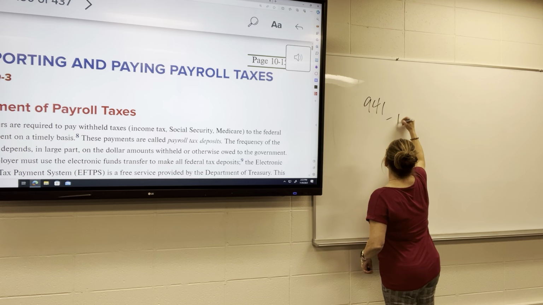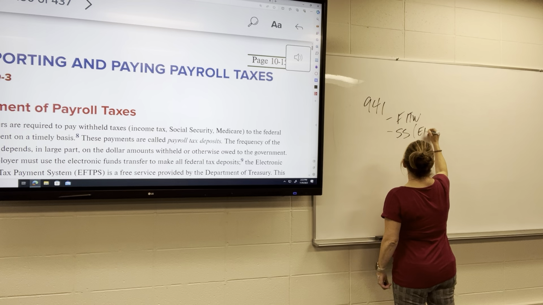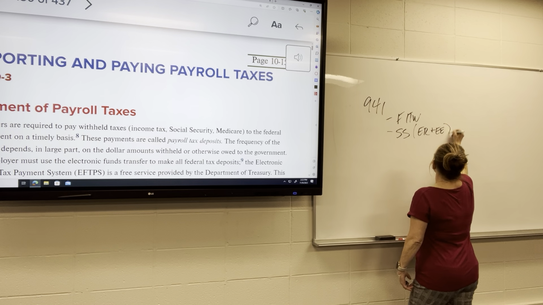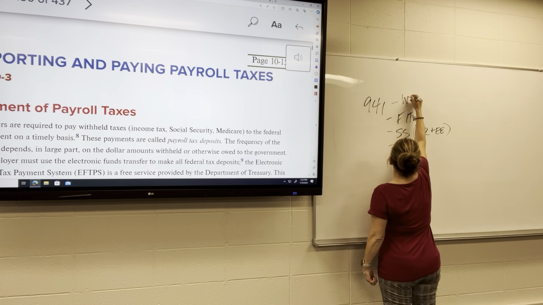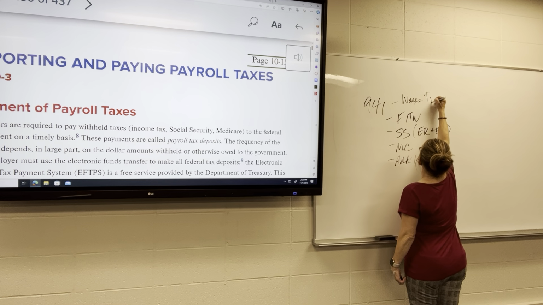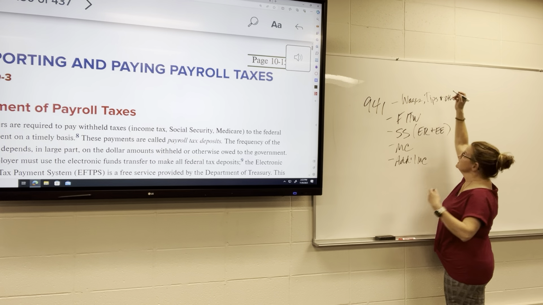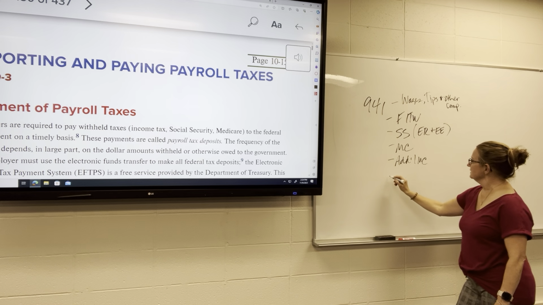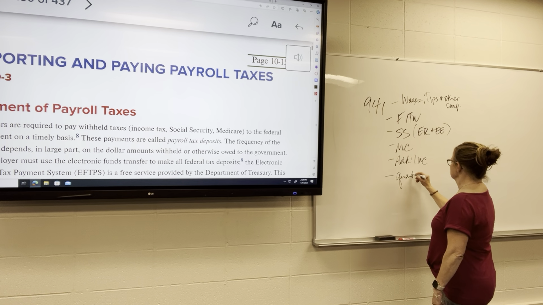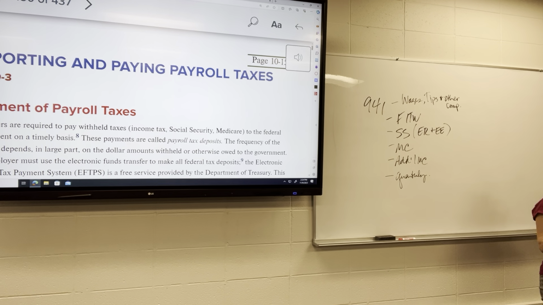This reports the federal income taxes withheld, Social Security, both the employer and employee portion. It reports Medicare taxes and any additional Medicare taxes. It also reports wages, tips, and other compensation, which would include bonuses, that kind of stuff. This is filed on a quarterly basis, with due dates being the last day of the month following the quarter.